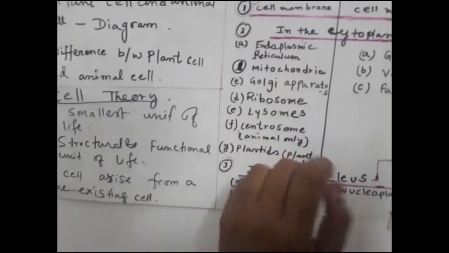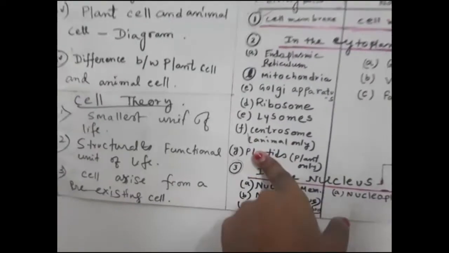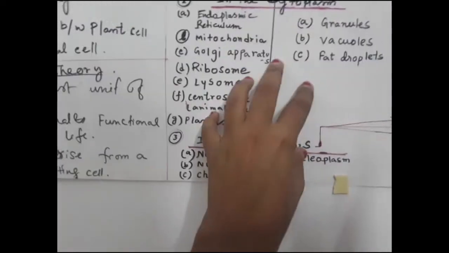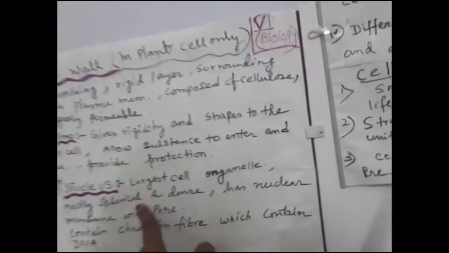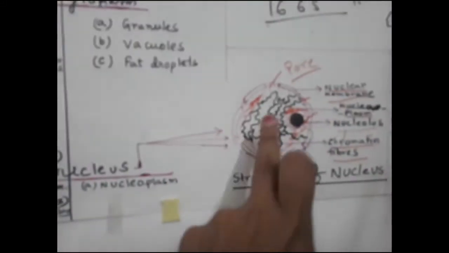What are they? Endoplasmic reticulum, mitochondria, Golgi body, ribosome, lysosome, centrosome, centriole, plastid, nucleus. All are the organelles in a cytoplasm, and the nucleus is the largest. It is mostly spherical, dense, and has a nuclear membrane with pores. I already told you there is a nuclear membrane, and in the membrane there are pores. Okay, and the chromatin fiber contains the DNA.